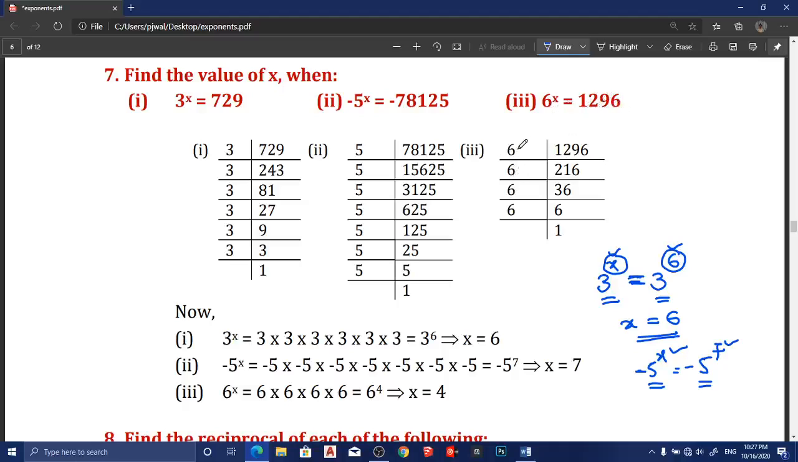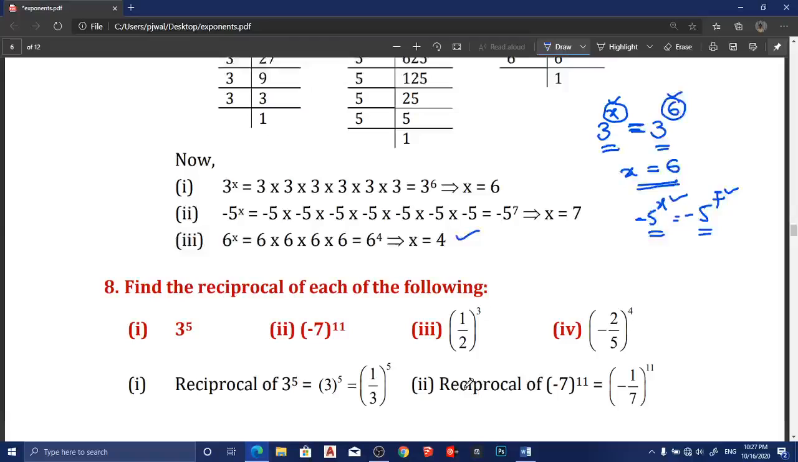So how many times is 6 here? 4 times. So it is 6 to the power of 4 here. That's why x will be the value of 4. 6 to the power of x is equal to 6 power 4, which means the bases are equal, equate the powers, which is x is equal to 4. So like this you can find out the x value.